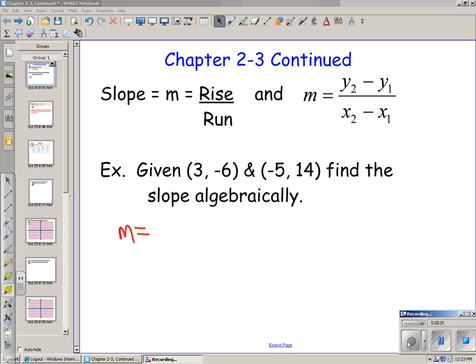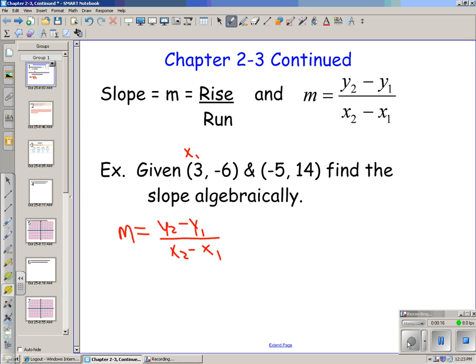Slope is rise over run. Algebraic definition: y2 minus y1 over x2 minus x1. Now I want to find the slope of this algebraically, so what do I do? I write the formula, y2 minus y1 over x2 minus x1, and I'm going to label my points.